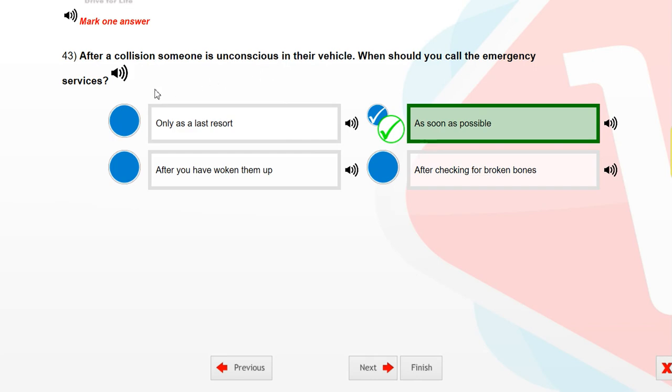After a collision, someone is unconscious in their vehicle. When should you call the emergency services? As soon as possible.